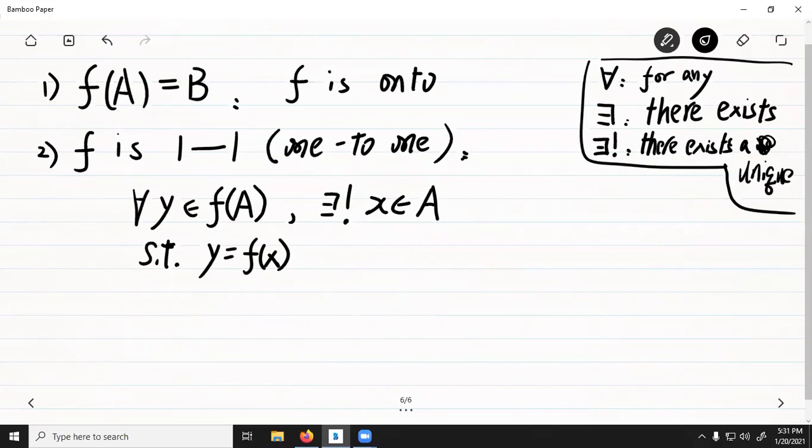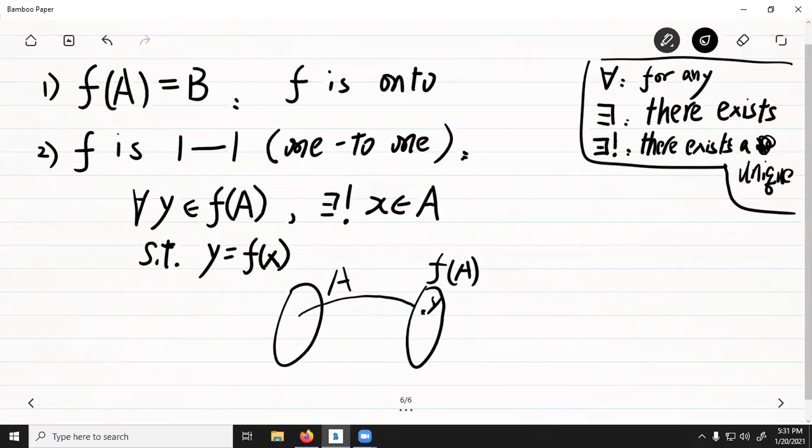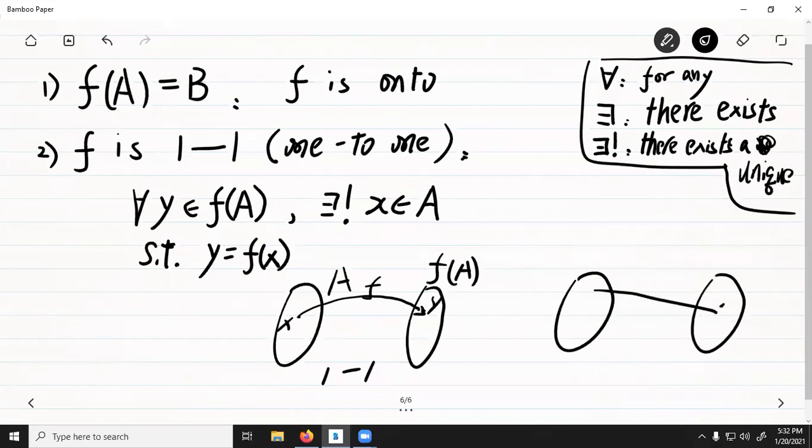If you have two sets, A and f of A, one-to-one means for any element in f of A, which is called y, there is only one element in A corresponding to it. So this relation f is one-to-one. And this would not be one-to-one, because you have more than one corresponding to it. This is not one-to-one.